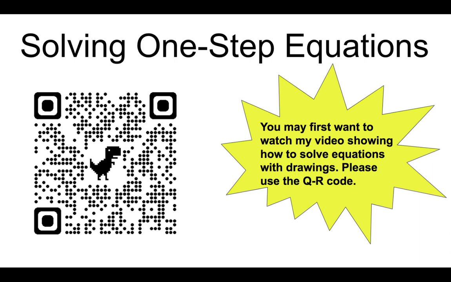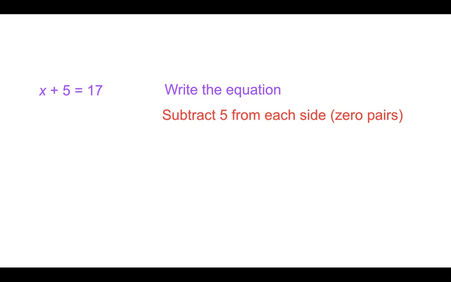And we're going to do this again abstractly, and then we're also going to verify. So the first step is to write the equation. So my equation is x plus 5 equals 17. Now the next thing we need to do is subtract 5 from each side. As I mentioned in my previous video, you need to do the same thing to both sides of the equation. And so if I subtract 5 from the left side, I need to subtract 5 from the right side to keep it balanced. And there's my zero pair.